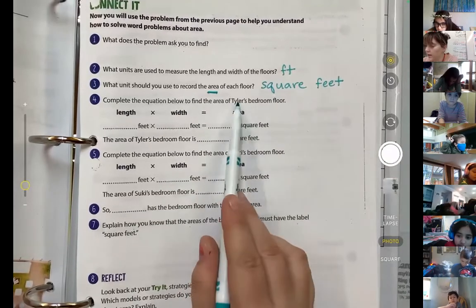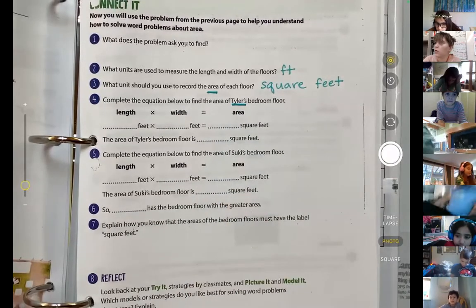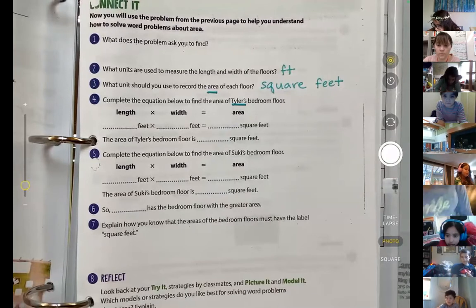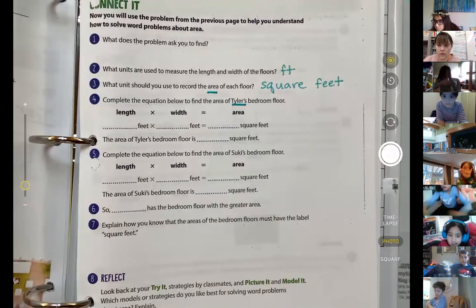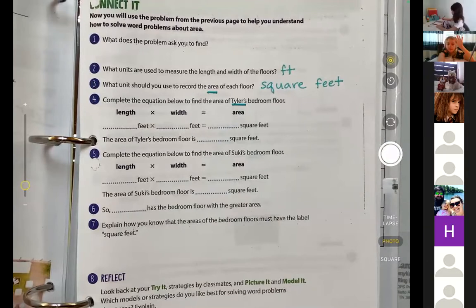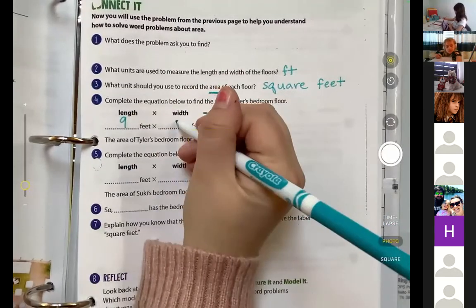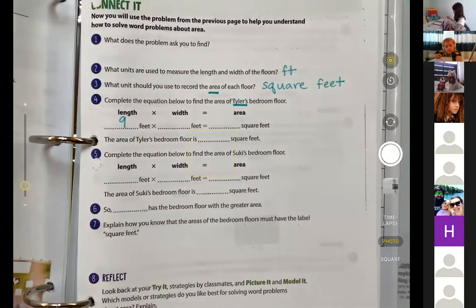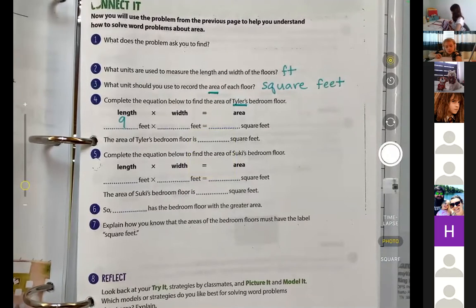Somebody remind me, what were the two numbers for Tyler's bedroom? Ellie, what, oh, sorry, Isaiah, ignore that, unmute. Ellie, what were the two numbers for Tyler's bedroom? Can you hear me? I can't hear you, Isaiah. Can you hear us? All right, I'm going to mute you again, Isaiah.